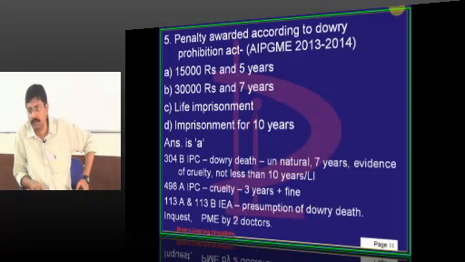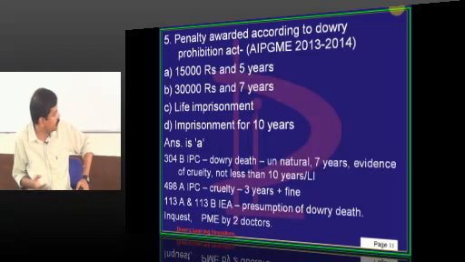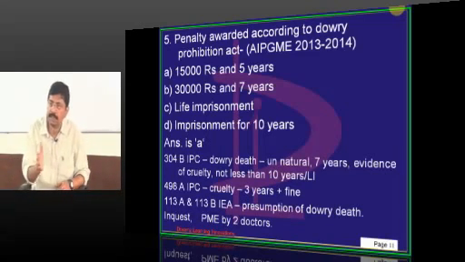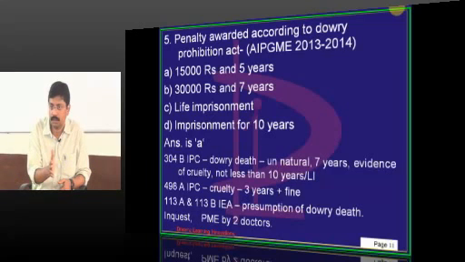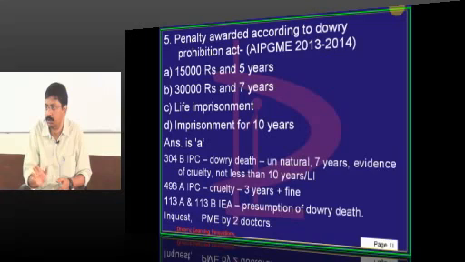According to this act, it is automatically presumed that it is a case of dowry death. Whenever a death in an unnatural fashion occurs, it is presumed that it is a dowry death. Because of that, the magistrate does the inquest. And whenever a dowry death happens, 2 doctors should be present to do the autopsy. The postmortem examination should be done by 2 doctors.